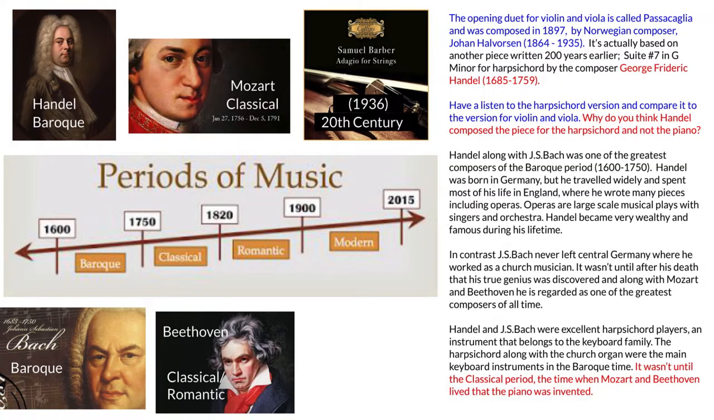The previous piece for violin and viola is called Passacaglia, and was composed in 1897 by Norwegian composer Johan Halvorsen. It's actually based on another piece written 200 years earlier: Suite No. 7 in G minor for harpsichord by the composer George Frederick Handel.